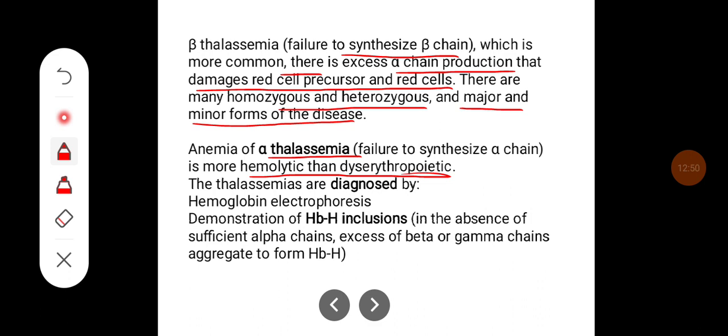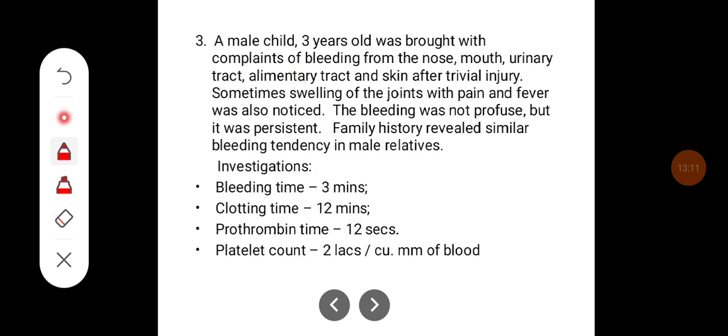The thalassemias are diagnosed by the hemoglobin electrophoresis, the demonstration of HbH inclusion in the absence of sufficient alpha chains. The excess beta or gamma chains aggregate to form HbH, okay, and the demonstration of these are diagnostic of thalassemias.